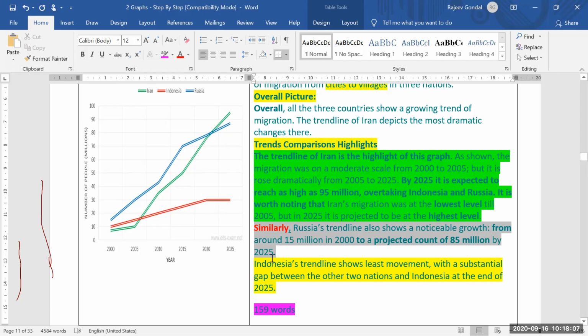And the other two, we talked about very, very precisely. So this is how you can write about the graphs, and this is how you can use the phrases for future projections. So for future projection, you can say it is projected to reach, it is estimated to reach, it is expected to reach this much by this time.